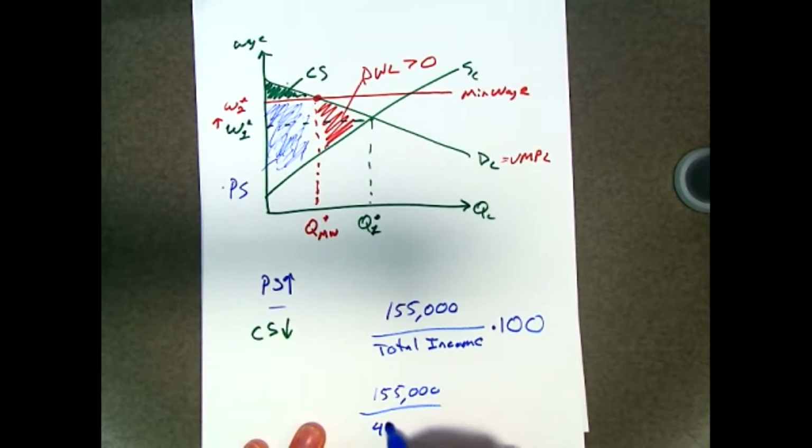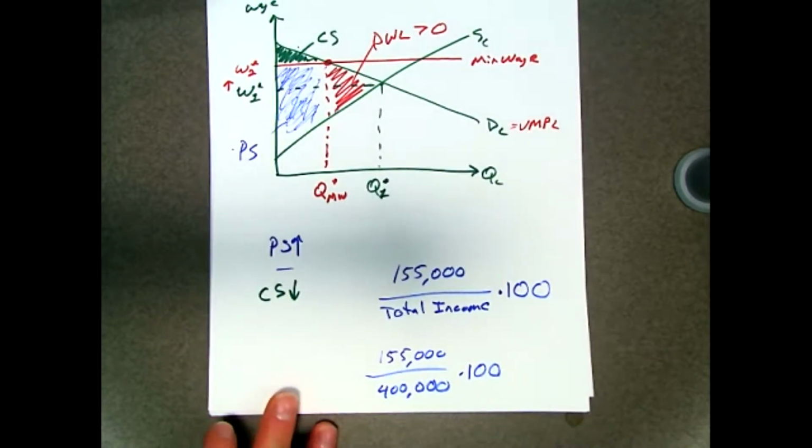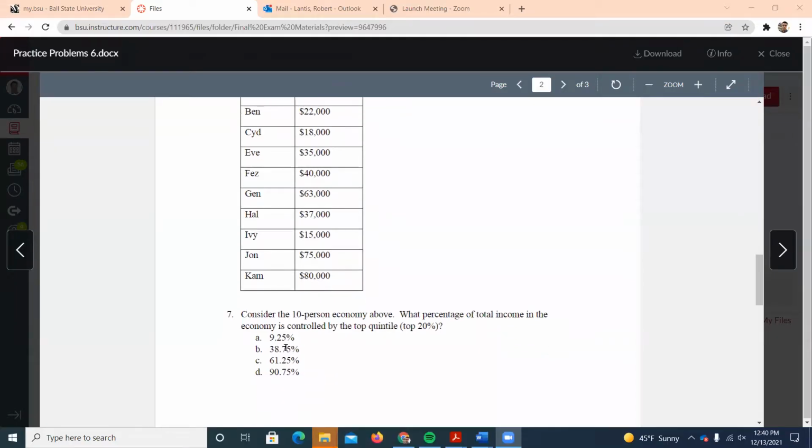So 155,000 over that total times 100 would give me the percent of income that those top 2 people are making. Right? I think if I get this entered into my calculator, it's around 30 something percent? 38.75, I think, is what you'll get. Okay. Questions on that?